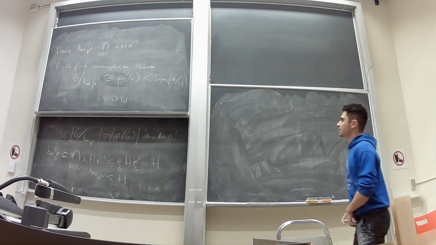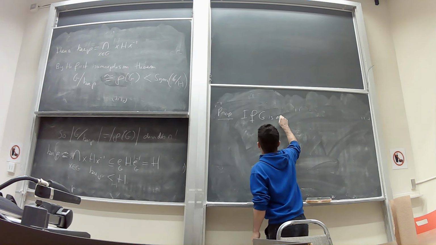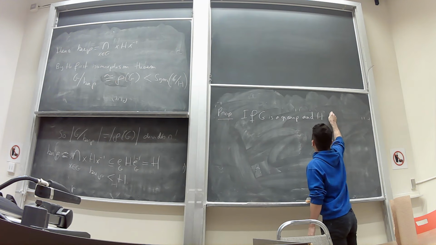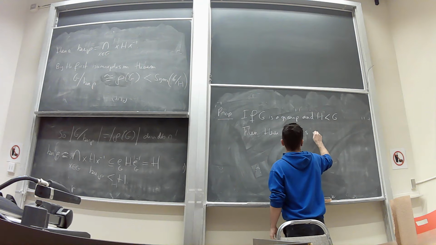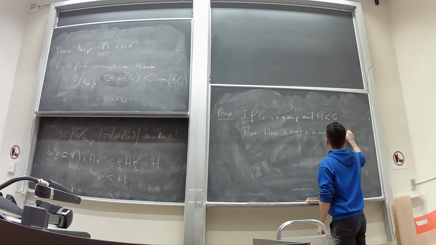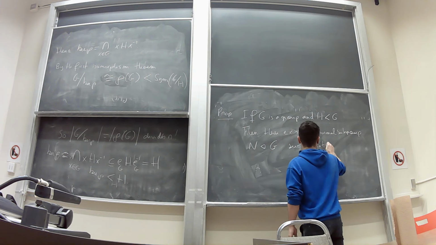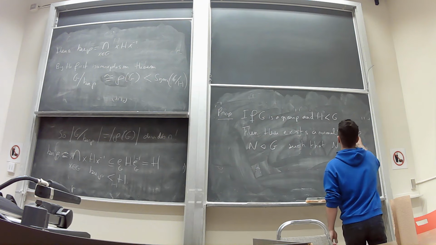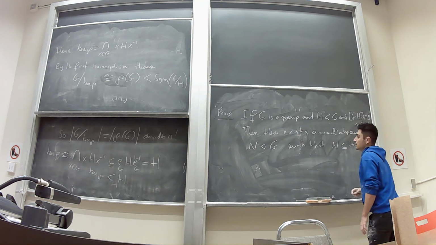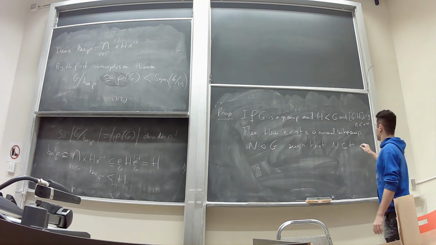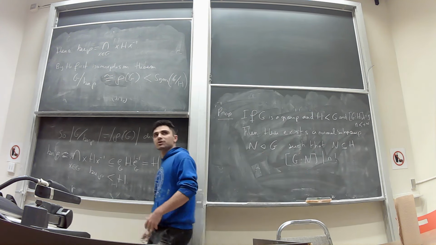Great. Now, let's give an application of that. Proposition: if G is a group and H a subgroup of G of finite index n, then there exists a normal subgroup N of G such that N is contained in H, and the index of N in G divides n factorial. Okay, in particular, the index is finite.